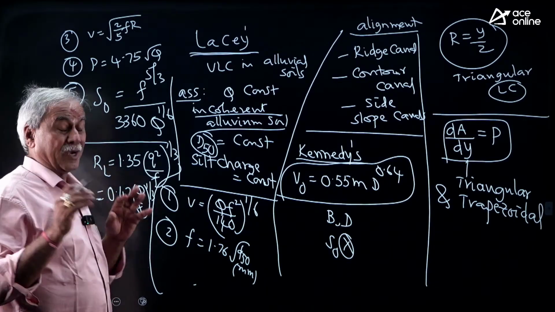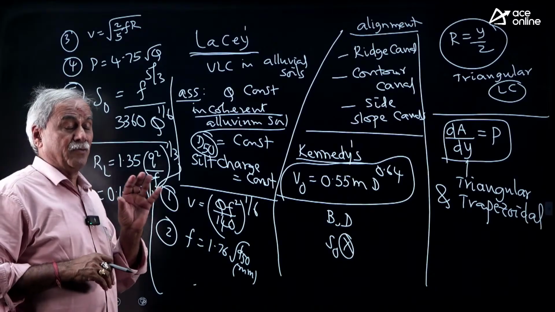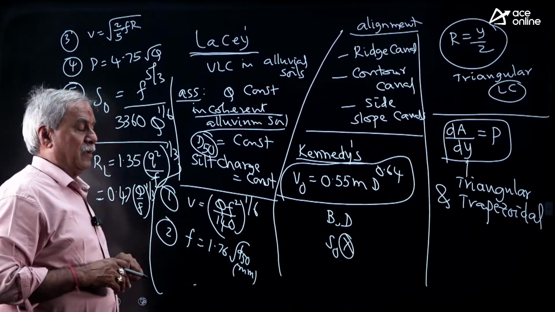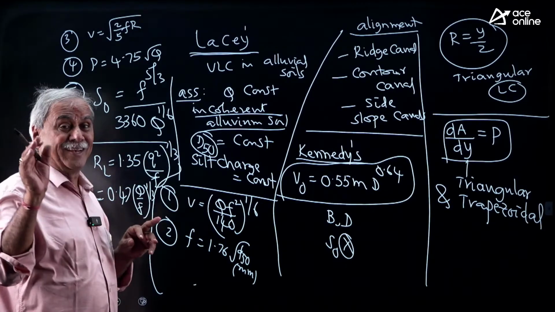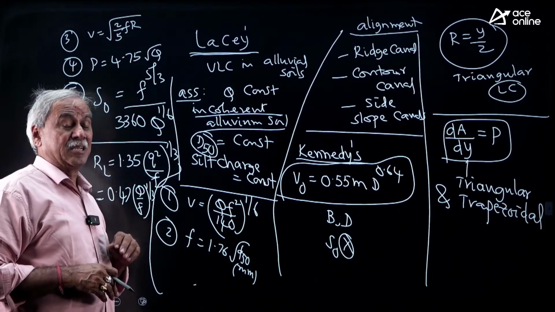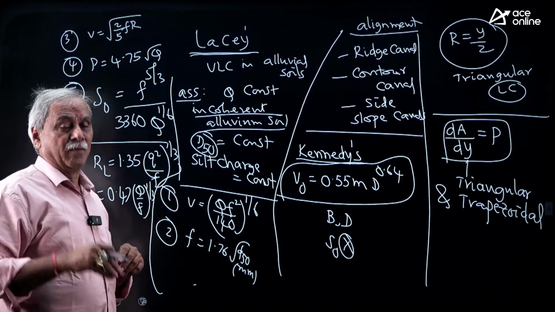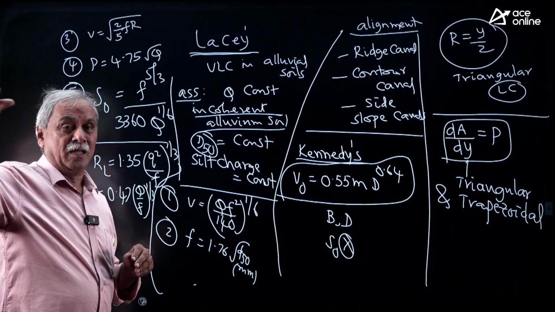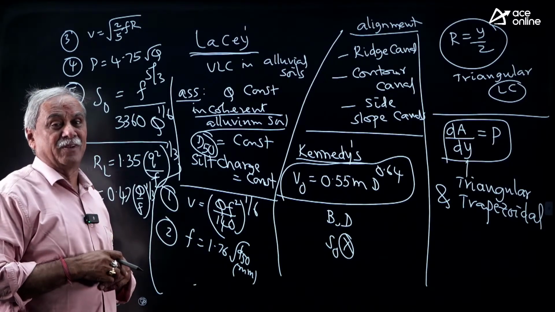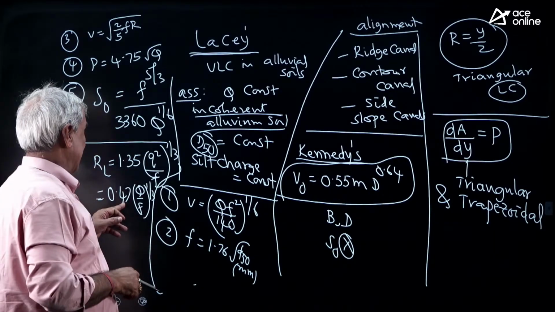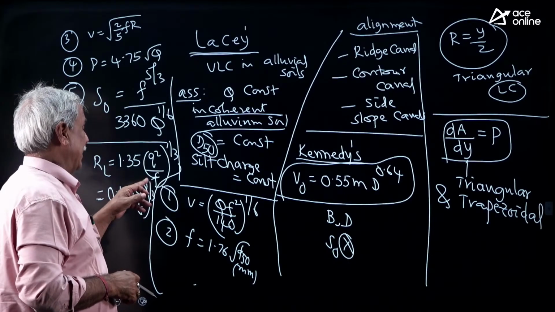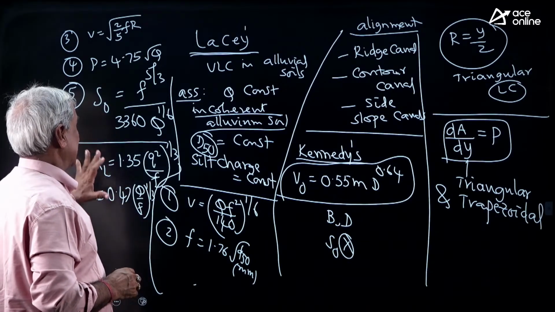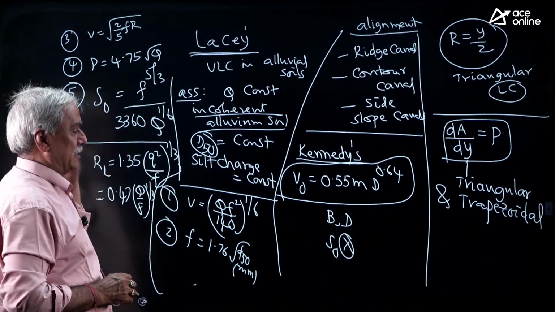Suppose the total discharge is given without giving the canal bed width, then your formula will get modified. Lacey's cover depth is measured from the bed to the top edge of the canal, up to what depth the scour will take place. That is 0.47 (Q/F) whole power 1/3. These are the formulas you should remember regarding Lacey's.